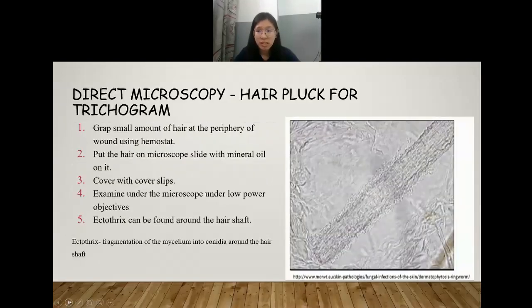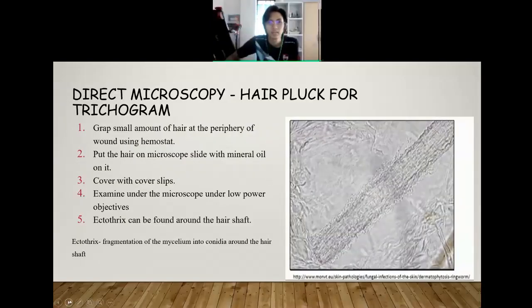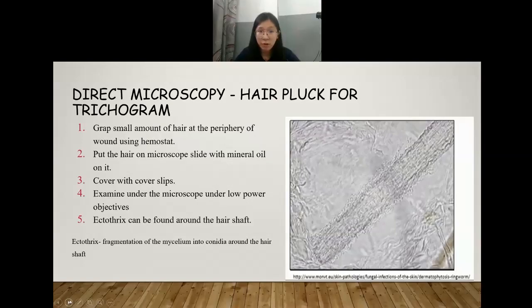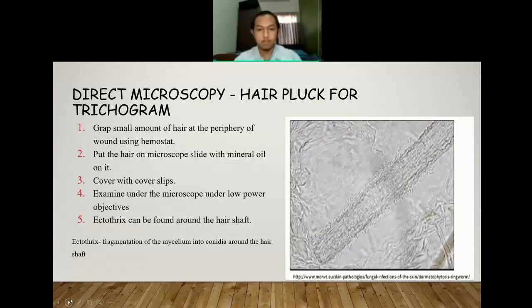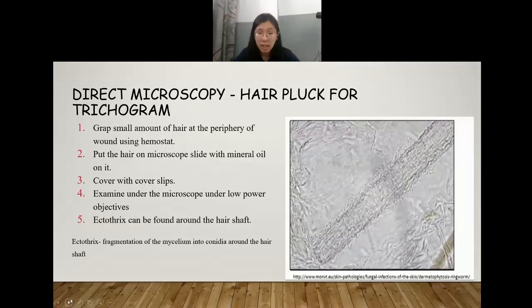For the diagnostic procedure, first we can do a direct microscopy, where we pluck the hair for a trichogram. We first grab a small amount of hair at the periphery of the wound using a hemostat. Then we put the hair on a microscope slide with mineral oil on it, and then we cover with the cover slip. Then we examine under the microscope under low power objective. If there is dermatophytosis, we can see ectothrix around the hair shaft, as you can see in the photo here.